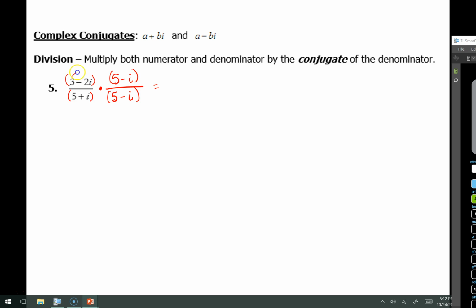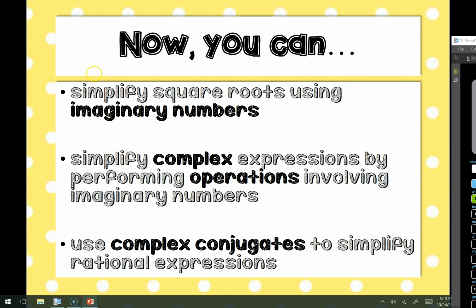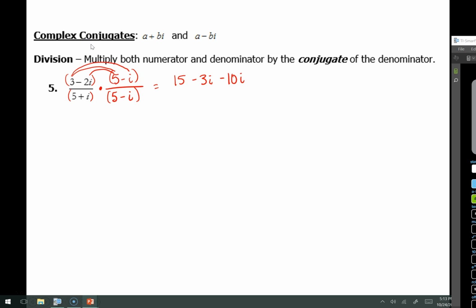FOILing these together, 3 times 5 is 15. When I do my outside, 3 times negative i is negative 3i. Remember, right now I'm just treating the i's like variables. Negative 2i times 5 is negative 10i. And my last terms, negative 2i times negative i is positive 2i squared. Don't forget, i times i is i squared.